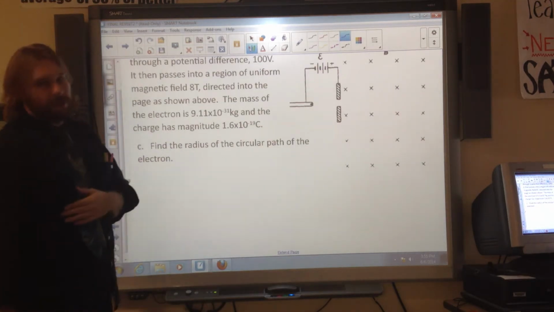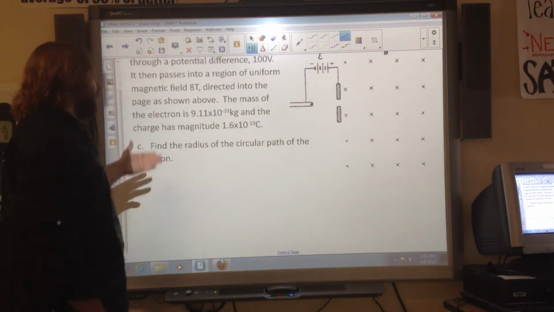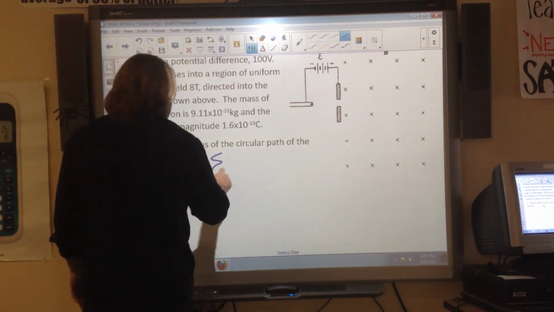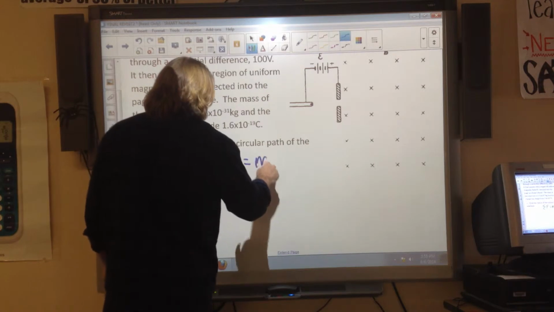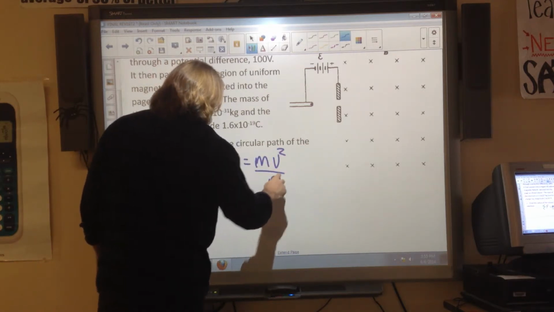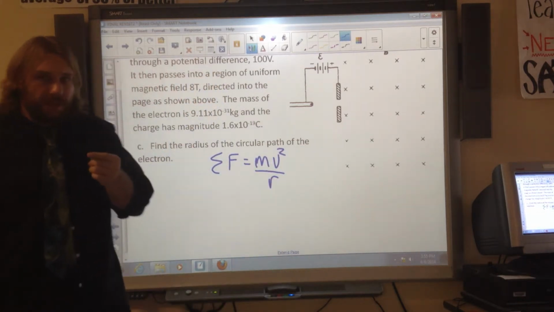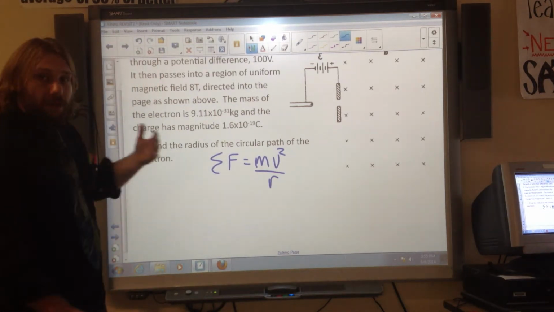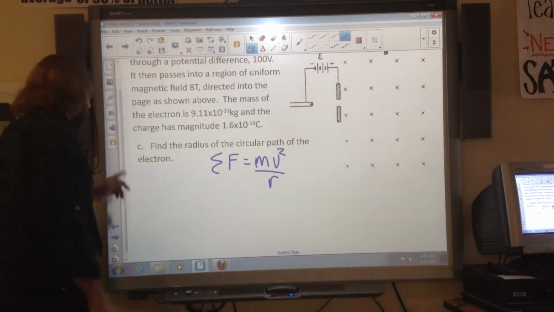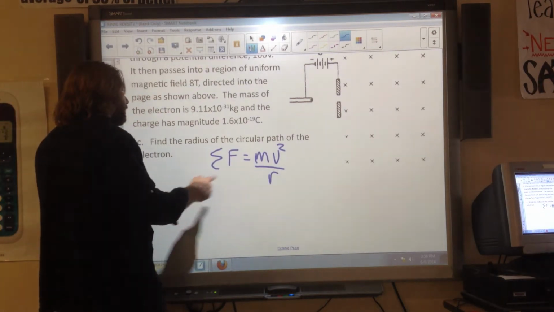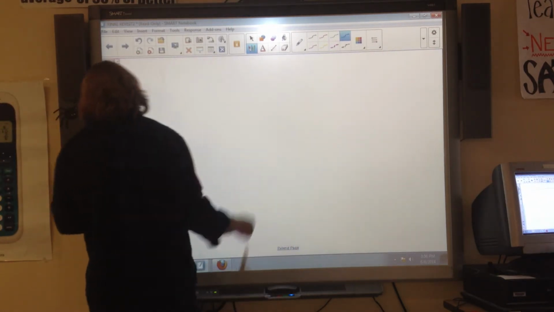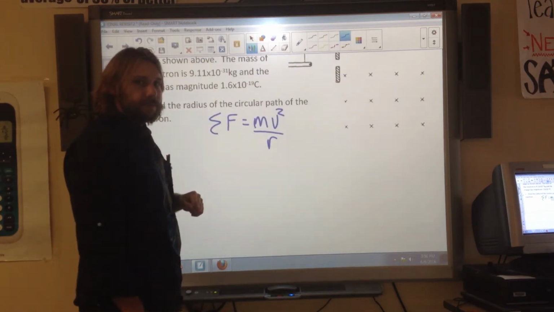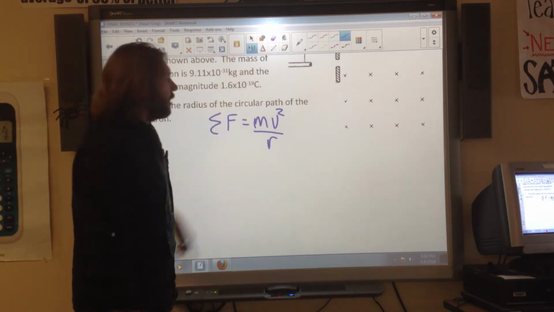Find the radius of the circular path. So now we know it's a circle because it's C. We have to find the radius. Well, to find the radius, we use our circular motion equations. Sigma F equals mv squared over r. That's where we're going to get our radius. Sometimes it's hard to think about that. You think, all right, radius what? Use your sigma F equals mv squared over r of the electron. Now, if I use that, I can solve for r, but I don't know what F is. I do. The only force on it is that FB.